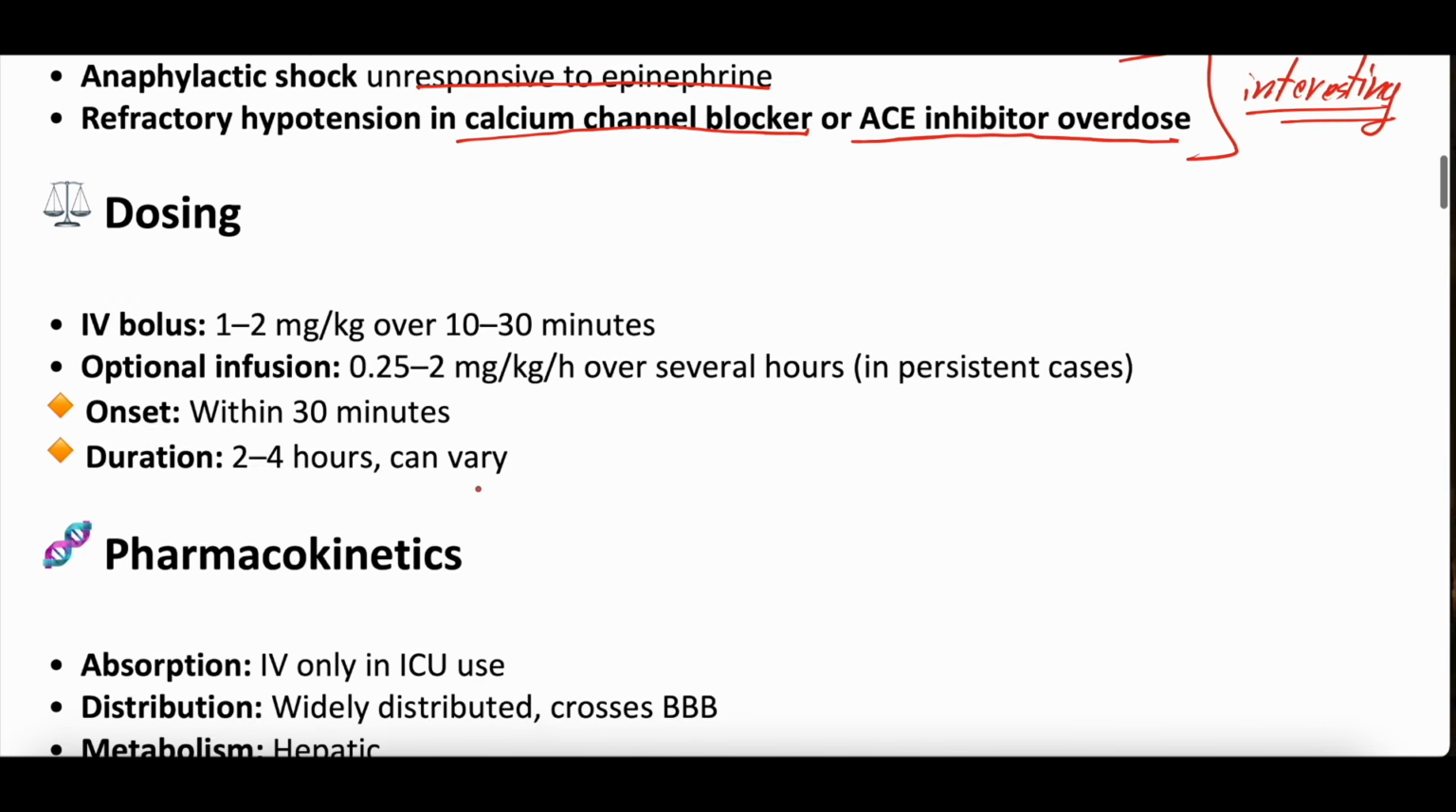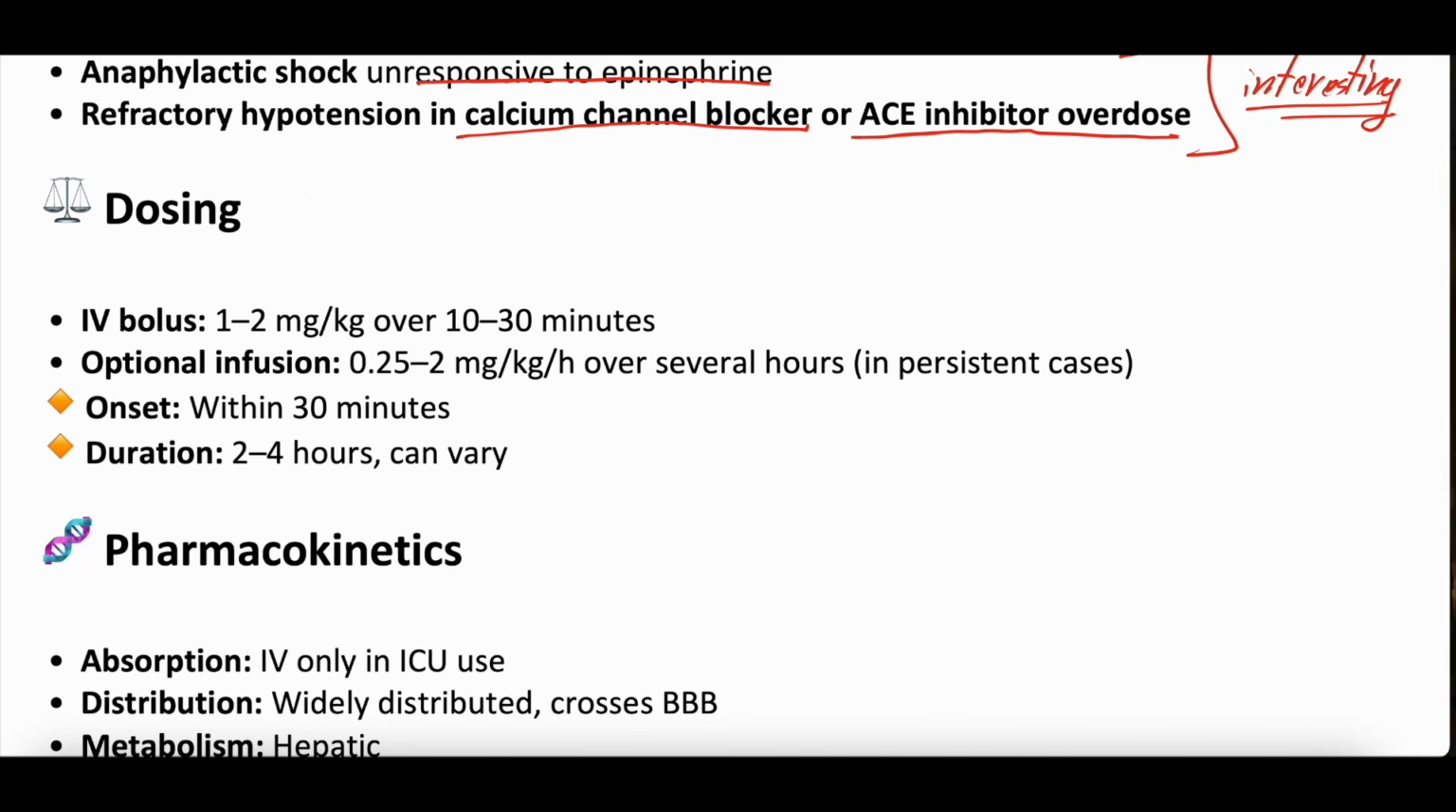When we're dosing methylene blue, a lot of folks do this IV bolus where you give 1 to 2 milligrams per kilogram over 10 to 30 minutes, and then you try to see, did they respond? Okay? If there's no response, then most of the time, you don't go on an infusion because you say you didn't respond to methylene blue. If you do respond, some people then do an infusion of methylene blue at 0.25 to 2 milligrams per kilogram per hour over several hours. We don't tend to do that. We usually stick with a bolus, but there is an optional infusion.